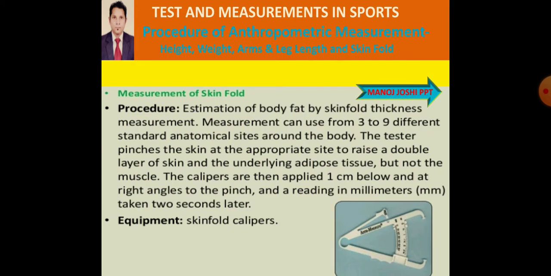The caliper is then applied 1 centimeter below and at right angle to the pinch. That pinch which we have held with the fingers, we put, then apply the caliper, and a reading in millimeters is taken 2 seconds later. We hold it for 2 seconds and then take the reading, whatever the caliper is showing. The equipment required is known as skin fold calipers. So this is the skin fold caliper we can see.